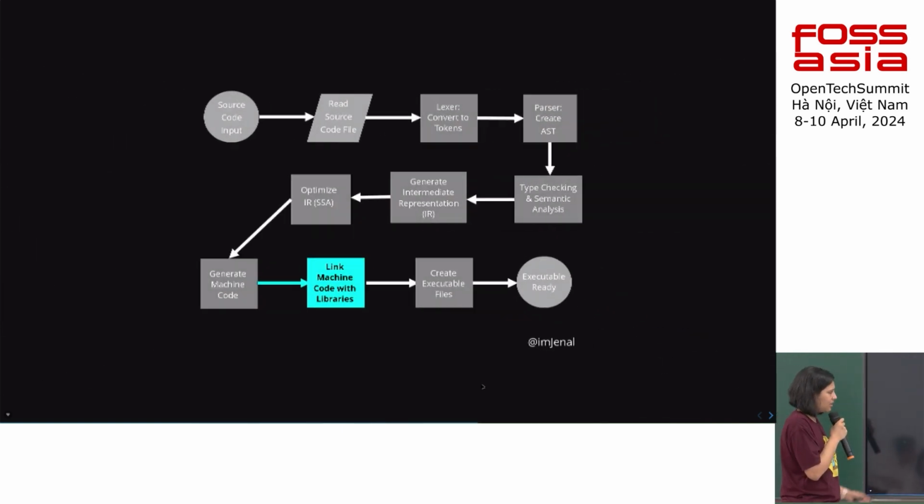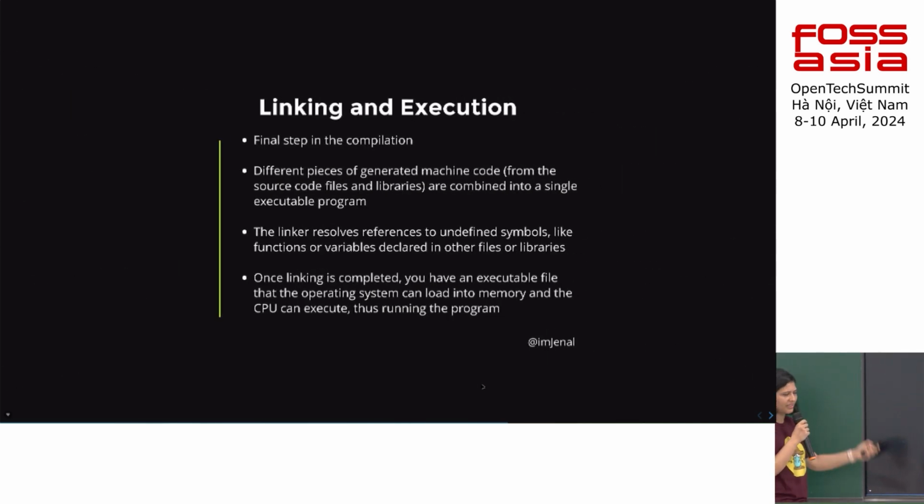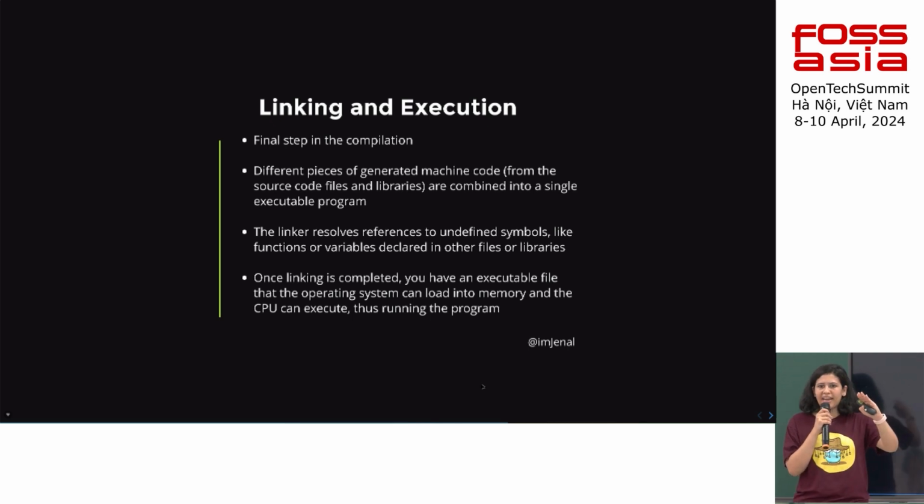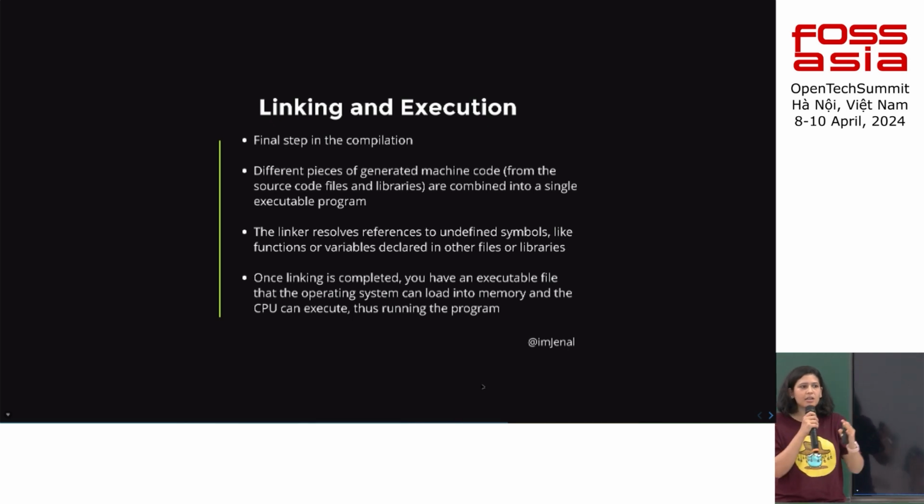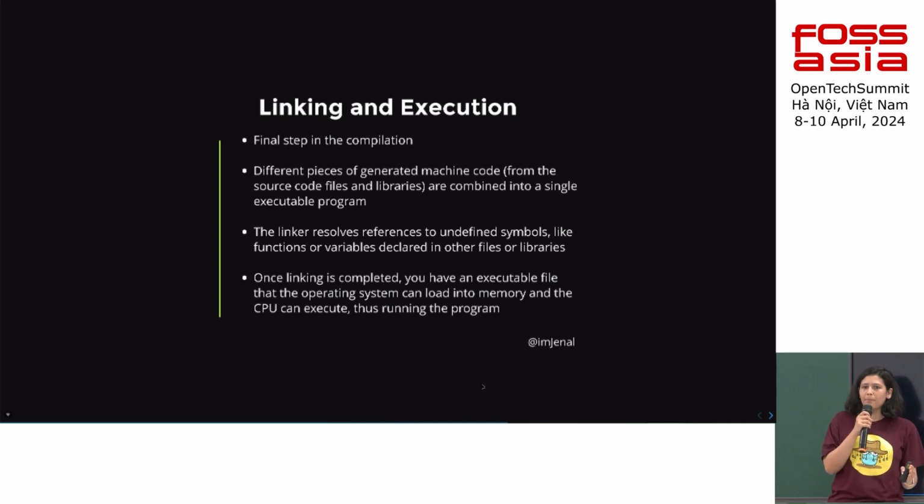So this one is the last stage, I would say, where we link all the code with your binaries. It is the final step, and different pieces of your generated machine code are clubbed into a single executable file, which also includes your binary. In Go, there is static linking happening. What does it mean? Basically, in Java, it's dynamic linking. Your application will have some dependency libraries, right? If you compile all of them into one binary, that happens in Go, which is called static linking.